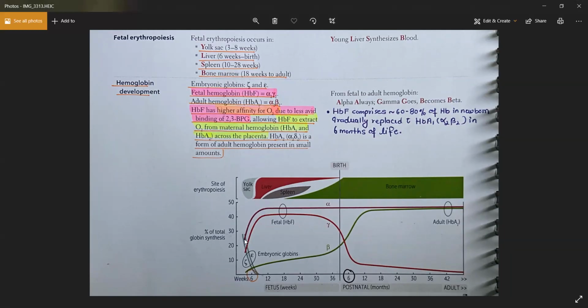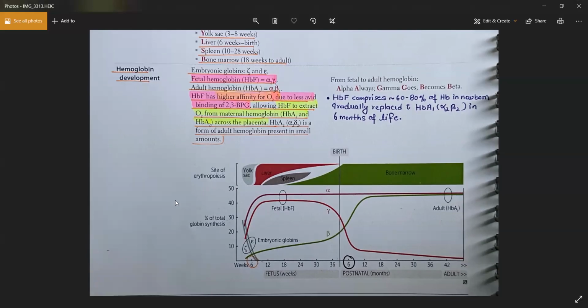Then the liver started, as you can see. And up to the birth, from the fifth week up to the birth, it was the liver which takes part in the erythropoiesis, as you can see, the liver part. Then comes the spleen. As you can see, the spleen takes part in the 10th week and finishes at the 28th week. And then the bone marrow will start taking part at 18 months and up to the adult life. It is the bone marrow where the process takes place, right?